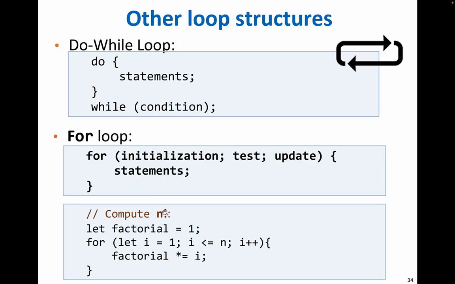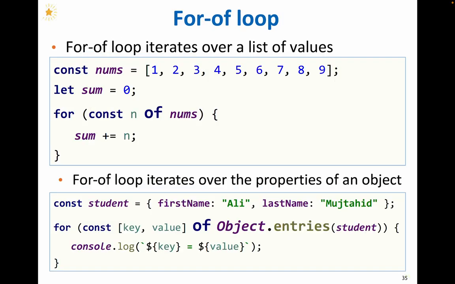For instance, if you want to calculate n factorial, we can first set let factorial be 1, so we initialize it, and now we say for, let i be 1, this is our initialization step, while i is less than or equal to n, and at each iteration we increment it by 1. We just update the factorial by multiplying it by i at each iteration. So again, it follows the Java syntax for the for loops.